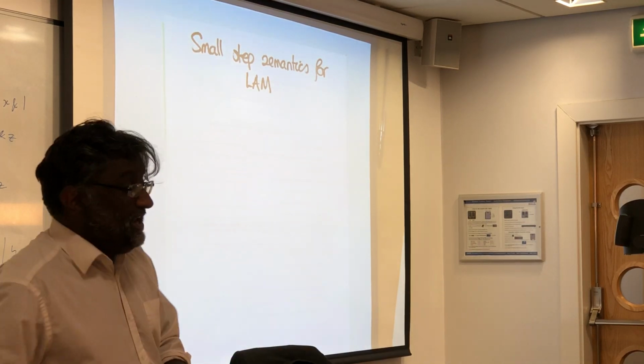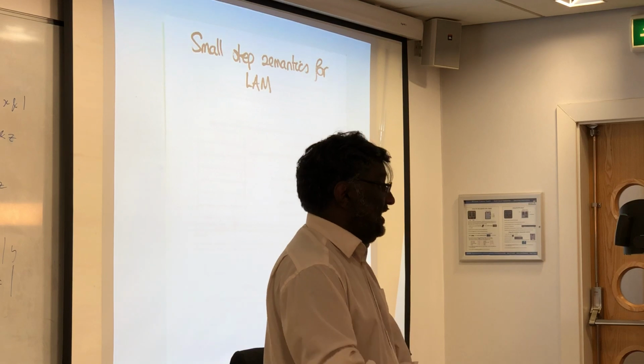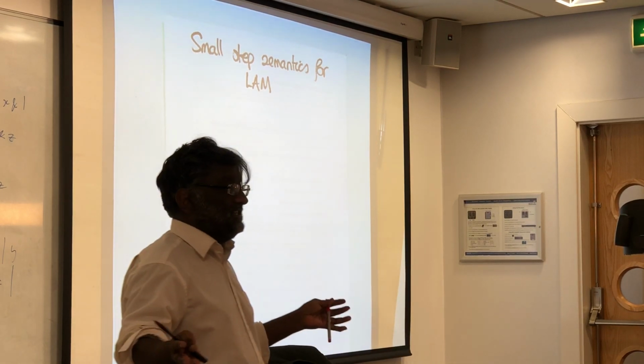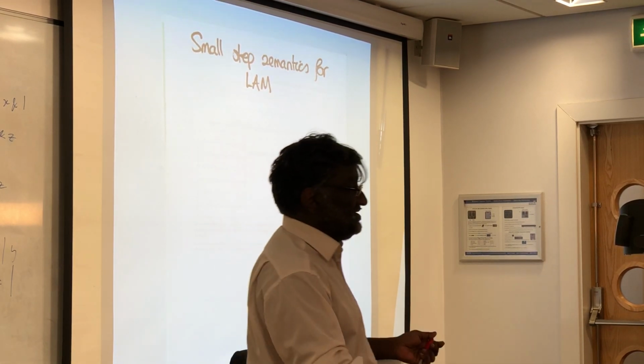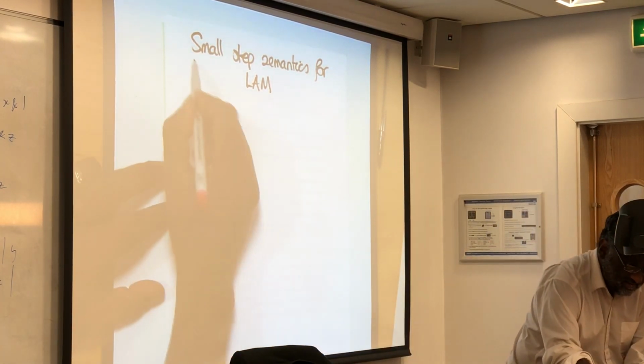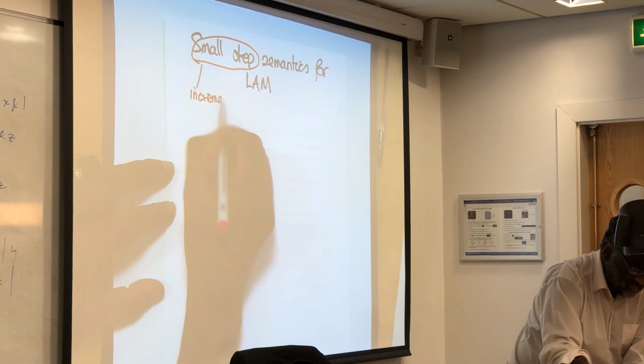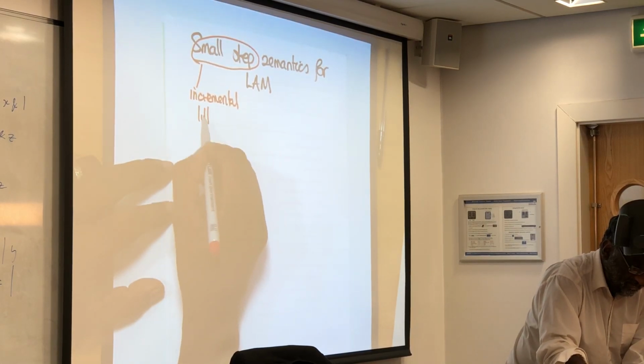So, in the next lecture we'll do big step semantics. Both are valid, both are reasonable, and how do you implement a large step semantics? Well, one possibility is a sequence of small steps. So, incremental little steps.